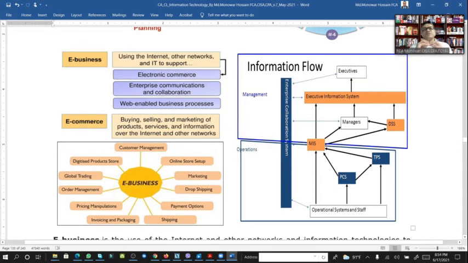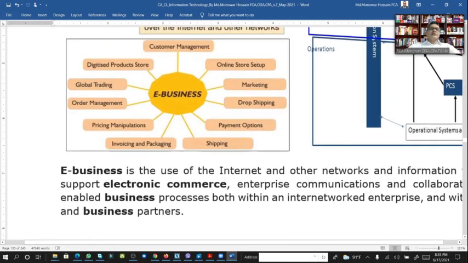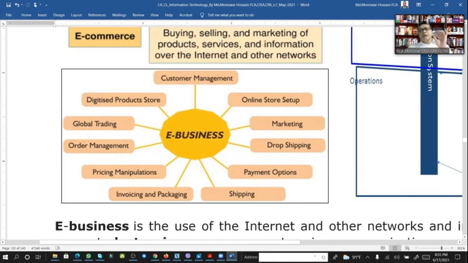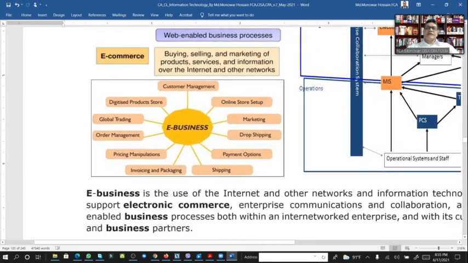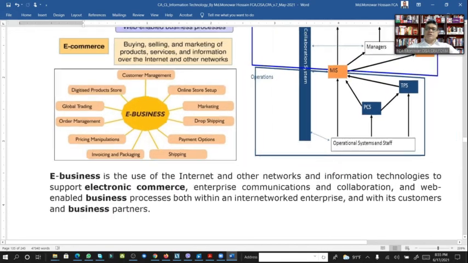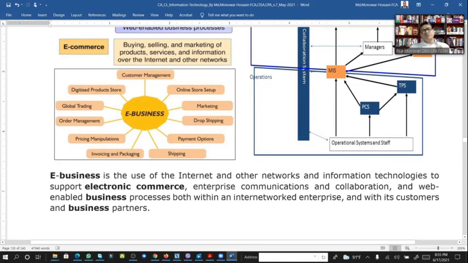And e-business uses the internet, other networks, and IT support for electronic commerce, enterprise communication and collaboration, enabling business processes, and e-commerce: buying, selling, and marketing products, services, and information over the internet and other networks. And in e-business, you see here customer management, online store management, marketing, drop shipping, payment, order shipping, pricing management, order management, global trading, sales within the country and outside the country, worldwide, globally. E-business is the use of the internet and other network information technology to support electronic commerce, enterprise communication and collaboration, and web-enabled business processes both within an enterprise and with customers and business partners.